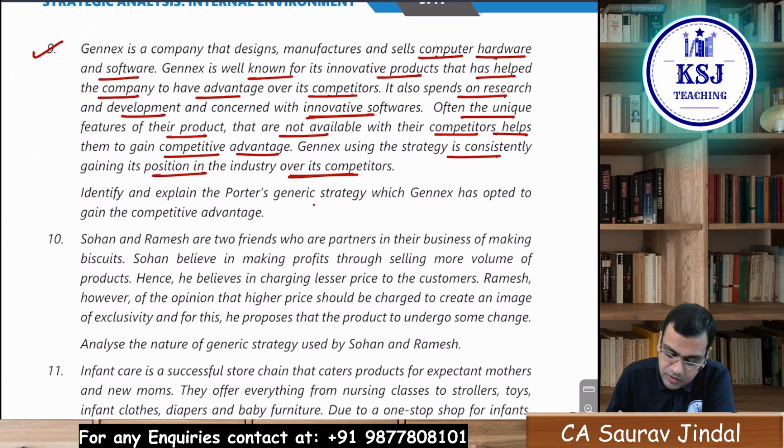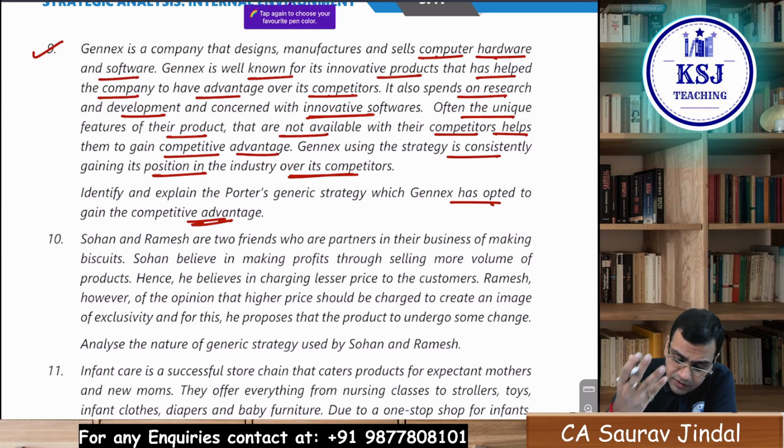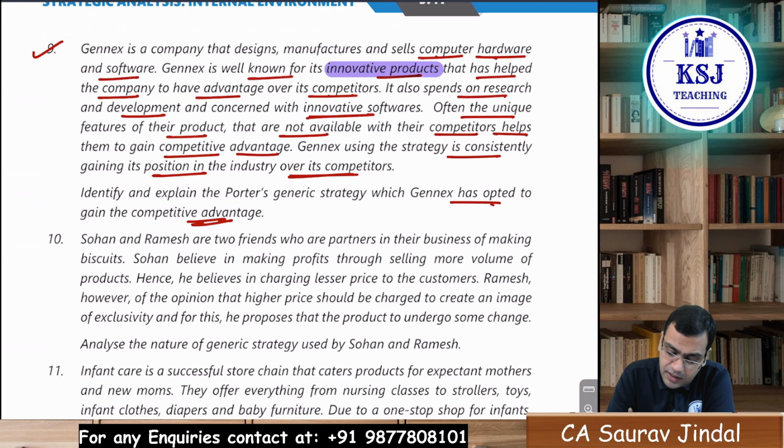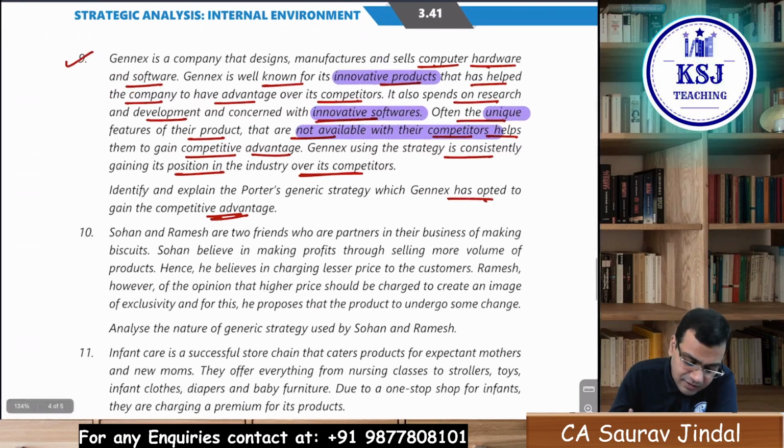Identify and explain the generic strategy GenX has adopted. Which strategy? Read the words here. Try to catch the words here. Known for its innovative products, right? Innovative software, often the unique features that are not available with the competitors, helps them to gain the competitive advantage. So which strategy? By now you must be getting it. The only one strategy, sir, that is differentiation strategy.